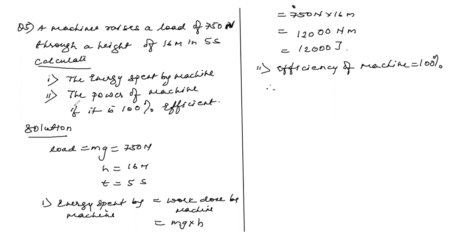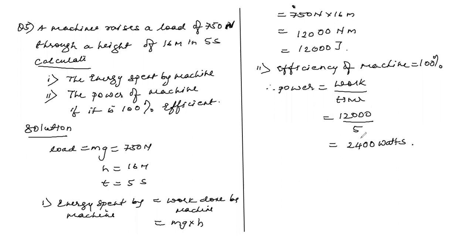Now, what is the question here? Power of the machine. Power is the work output of the machine upon time. The work output is the same because it is 100% efficient, 12,000 only. Upon time, time is how many? 5 seconds. So how much do you get? 2,400 watts. Are you getting me? Capital W. Okay, children.